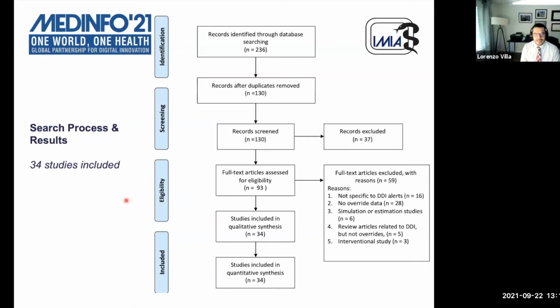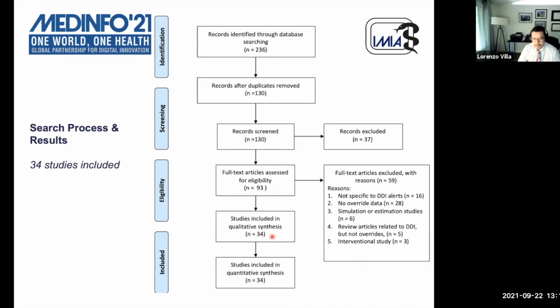Thank you, Dr. Subian. Yes, so as Dr. Subian said, we conducted this scoping review using 4 databases: Embase, PubMed, Web of Science, and Scopus. Initially we identified 236 studies. After we removed duplicates, we ended up having 130. At that point we screened those articles, and after considering our inclusion criteria, we ended up having 34.